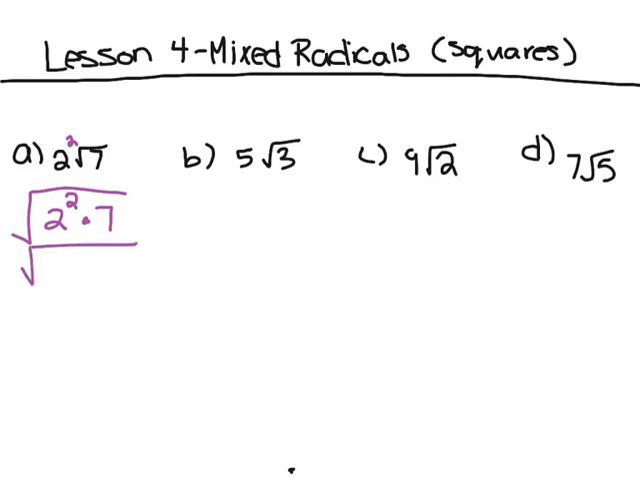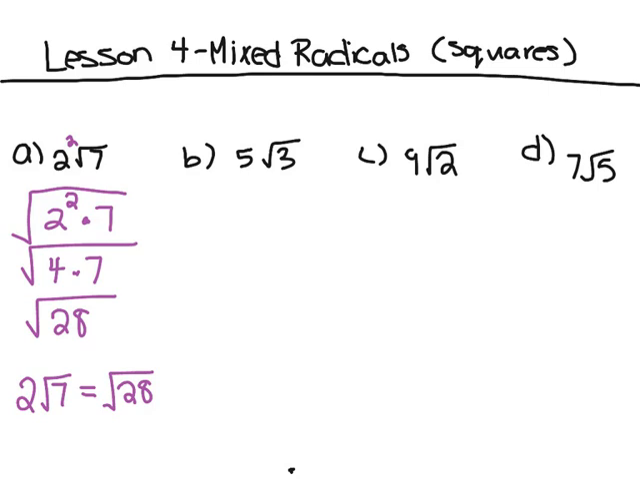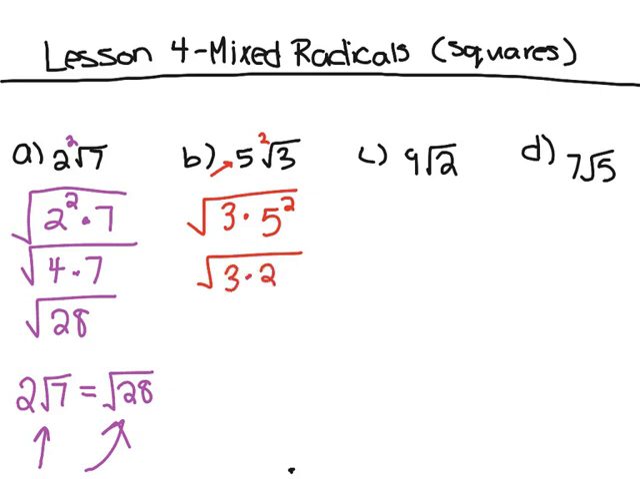2 times 2 is 4, times 7, so underneath the radical we have 28. So 2 root 7 is the same thing as the root of 28. It's just going backwards now. Before, we made the mixed radical, now we're making the entire radical. For this one, our index is 2, so we have 3 times our coefficient to the power of the index, 5 to the power of 2. 3 times 25 is 75. So the root of 75 is the same as 5 root 3.